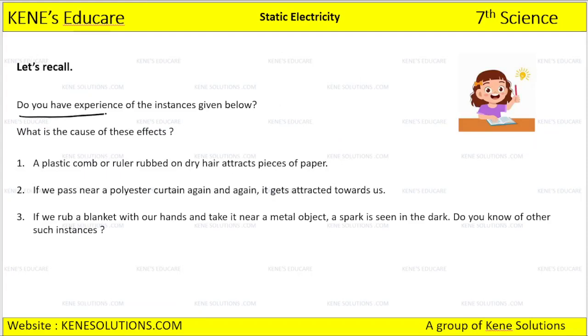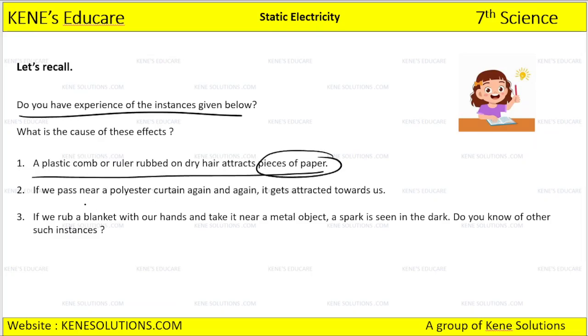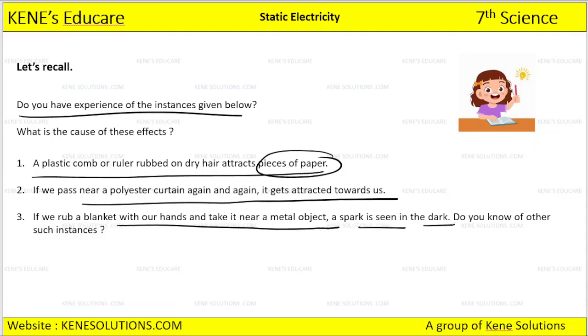Okay, do you have experience of the instances given below? A plastic comb or a ruler rubbed on dry hair attracts pieces of paper. अगर plastic comb को अगर आप rub करते हो hair पे, it will attract the small pieces of paper. And if we pass near a polyester curtain again and again, it gets attracted towards it. If we rub a blanket with our hands and take it to the metal, a spark is seen in the dark. अगर आप ब्लैंकेट को भी रब करते हो, एट दैट टाइम देयर स्पार्क इज क्रिएटेड.